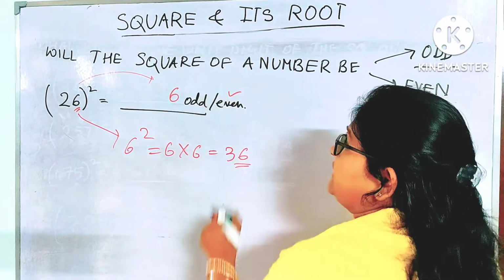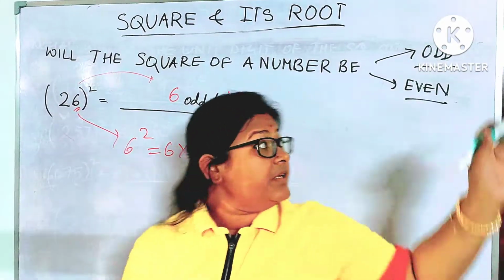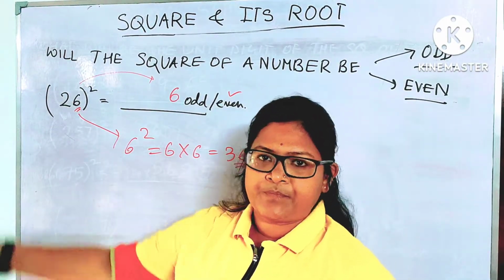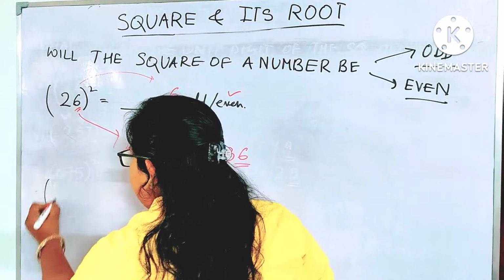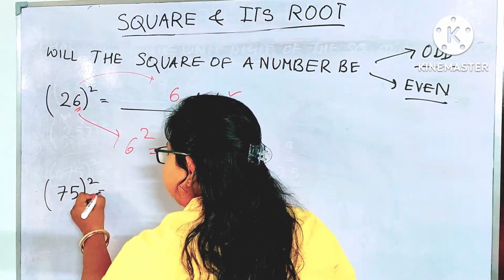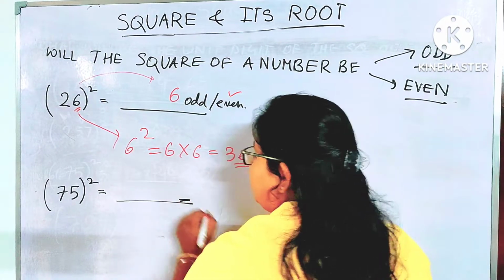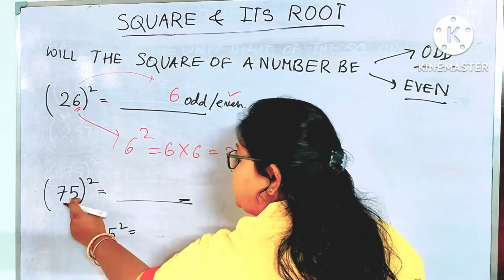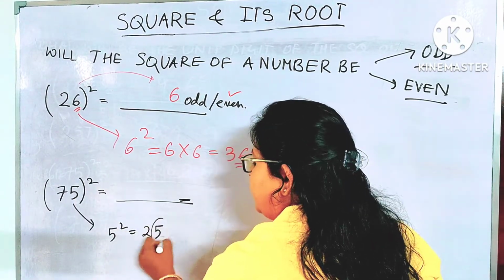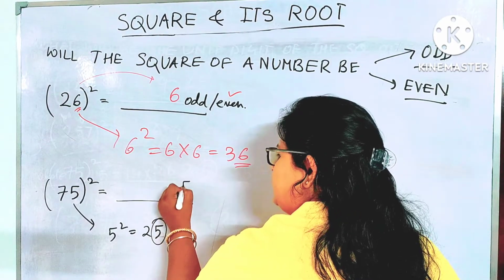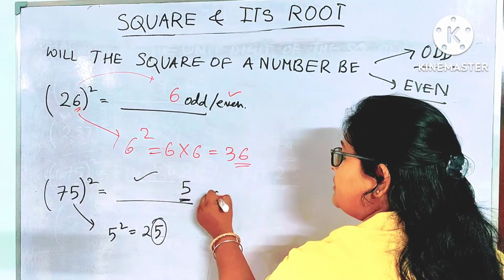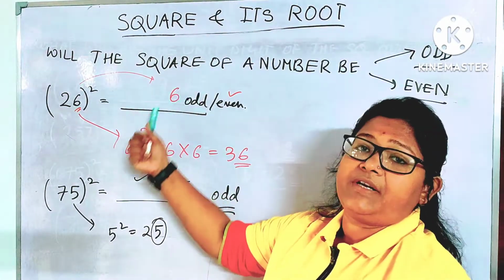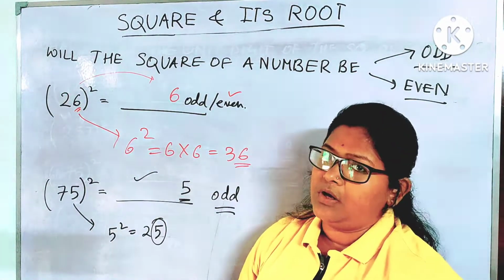Hence, I can say that whether the square of a number is even or odd can be judged just by finding out the square of the unit digit. Okay? Let's consider another number like 75 square. Will it be an odd number or an even number? Same process. 5 square, we have to find out the square of the unit digit. 25, the last digit is 5. That means this particular number will be an odd number. Clear? This is how we can actually find out whether the square of a number is odd or even.